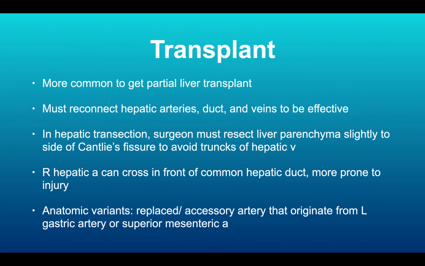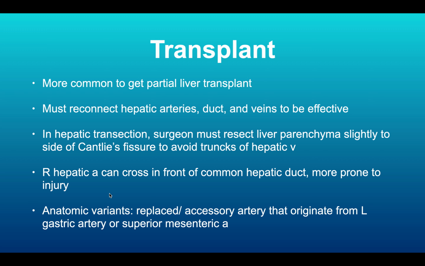So the most common version is not to get the entire liver transplant. You're just going to get a partial liver transplant, because remember, the segmentation of the liver is easy, because if you know which segment has been removed, you can connect the hepatic arteries, ducts, and veins. In a hepatic transection, the surgeon has to resect the liver parenchyma slightly to the side of the cantlie fissure to avoid the trunks, because that will be fatal for the patient.